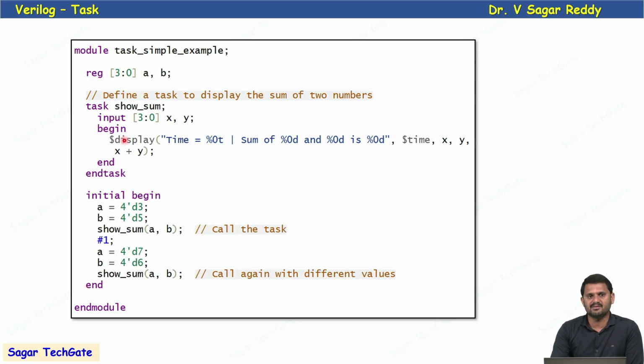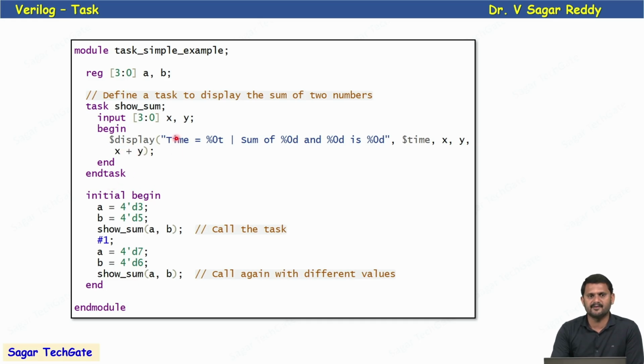So begin, I just want to display the value of x comma y and x plus y, along with the timestamp also. What is the current simulation time? So now I'm printing the $time. What is the current simulation time? What is the value of x? What is the value of y? And also the sum of x plus y.